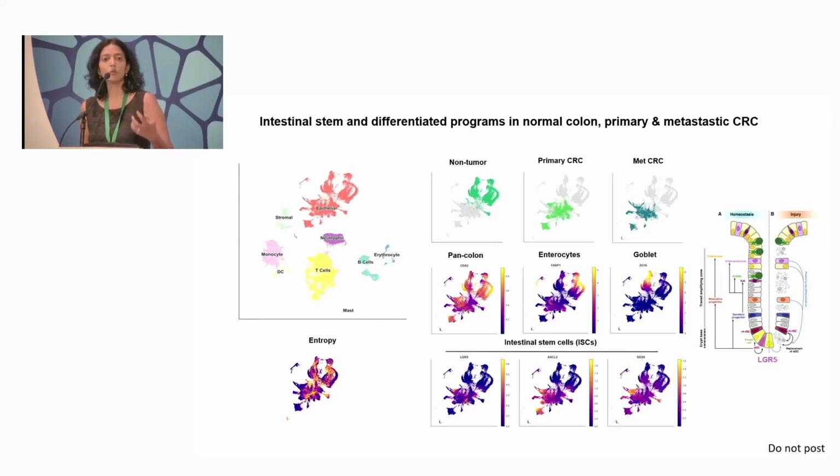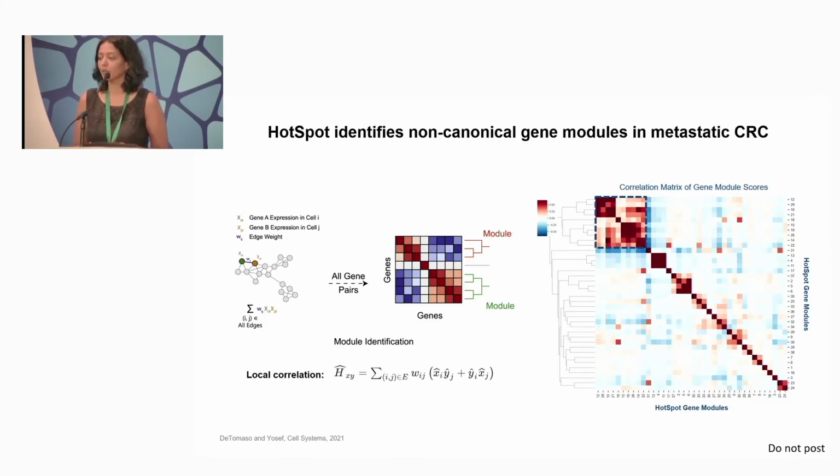So to gain more insight into what these new states were, what was happening in the transition from primary tumor to metastasis, we applied an algorithm developed by Nir Yosef, published recently, called Hotspot, where we looked at co-varying gene expression modules across this entire data set. And we identified through this analysis 32 distinct modules of gene expression. In particular, we see this highly correlated variation of gene programs at the top left of this graph, which is deeply anti-correlated with this second population in blue.